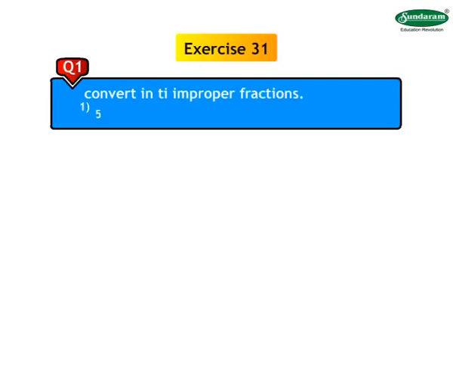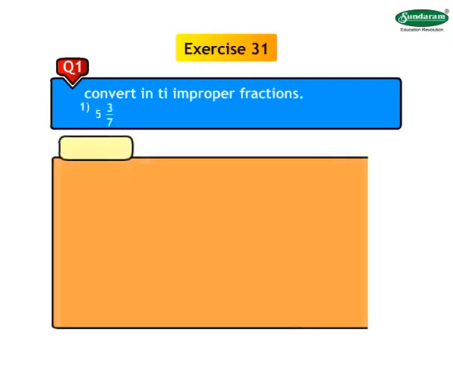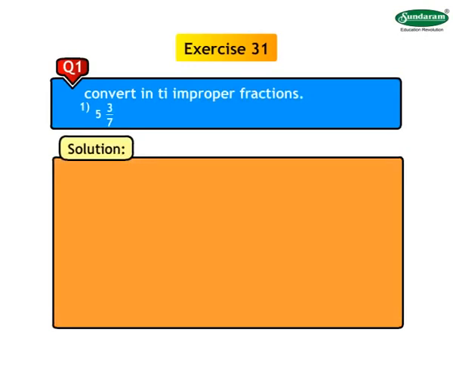1. 5 and 3 upon 7. Solution: to convert 5 and 3 upon 7 into an improper fraction, multiply the integer and the denominator of the fraction. To their product, add the numerator. Therefore, numerator is equal to the denominator 7 multiplied by integer 5 plus the numerator 3. Therefore, we get 7 into 5 is equal to 35 plus 3 is equal to 38.